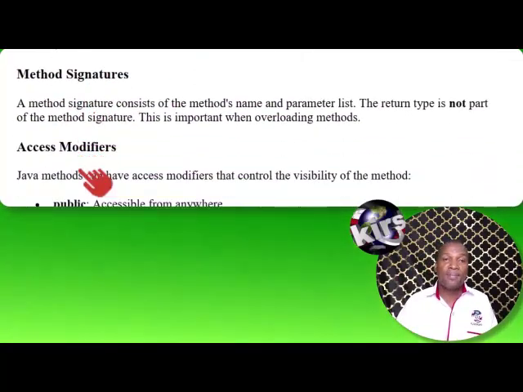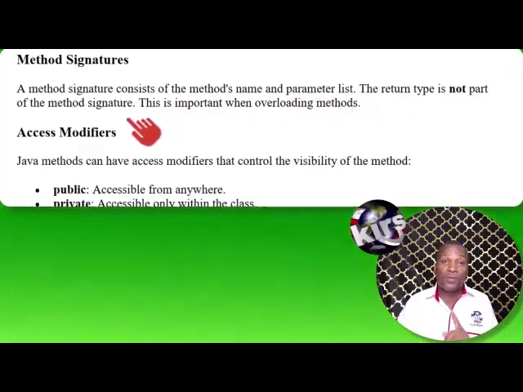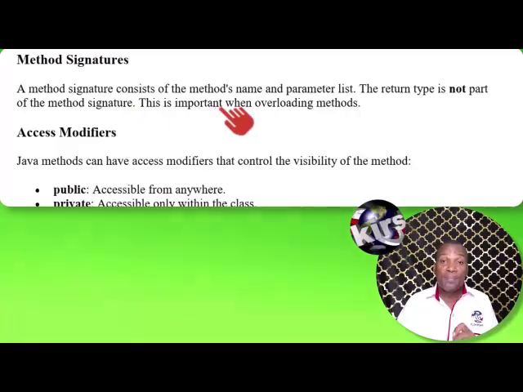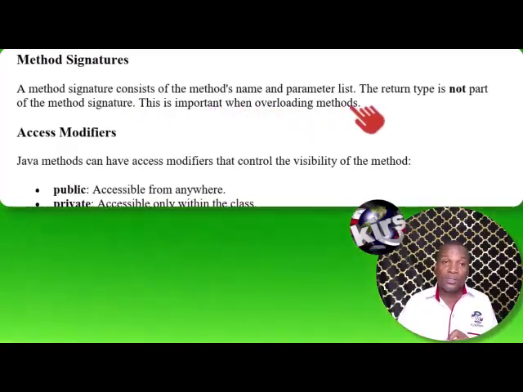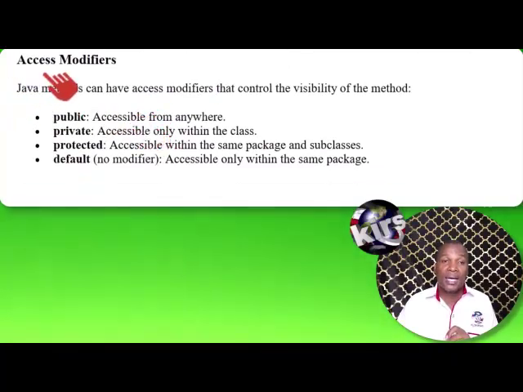Then we have the method signatures. A method signature consists of the method's name and parameter list. The return type is not part of the method signature. This is important when overloading methods. And then to understand this further, we look at the access modifiers.